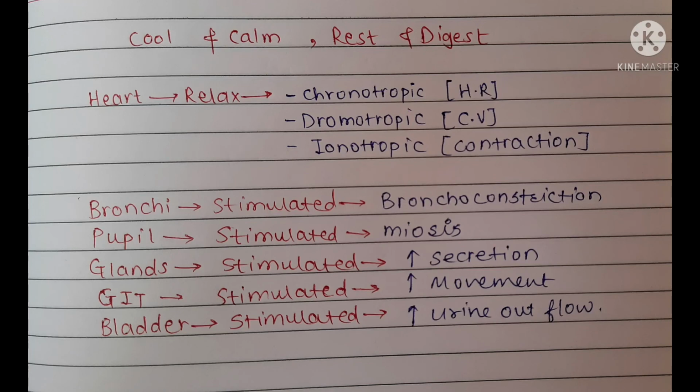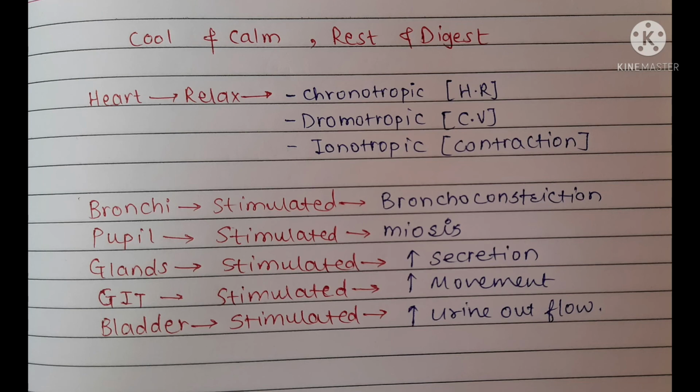The parasympathetic system is also called the cool and calm system, or rest and digest system. Okay, so in rest condition, your heart is relaxed, right? It means slow heart rate, that is negative chronotropic effect, slow conduction velocity, that is negative dromotropic effect, and slow force of contraction, it means negative inotropic effect.